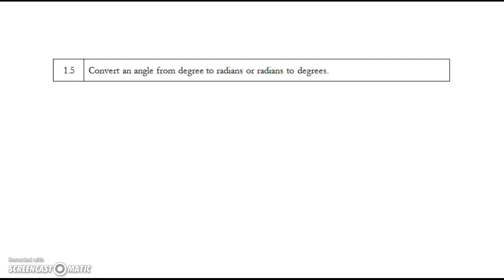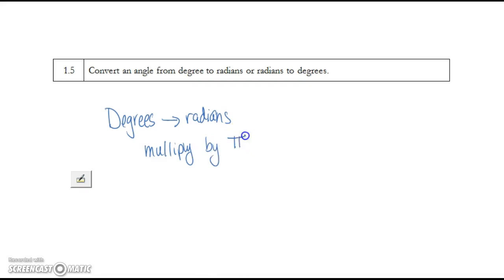Standard 1.5. Convert an angle from degree to radians or radians to degrees. Let's start by converting from degrees to radians. So when we're converting from degrees into radians, the strategy is to multiply by pi over 180.